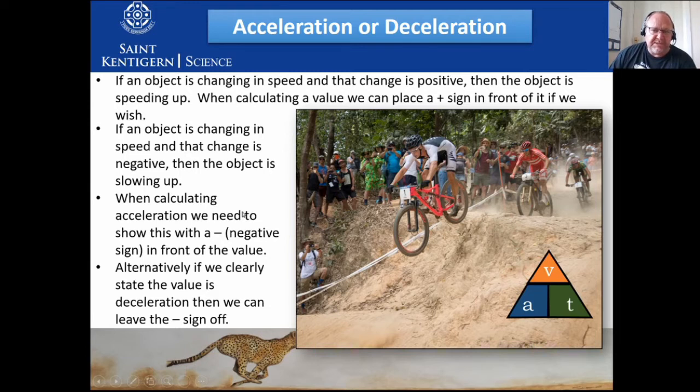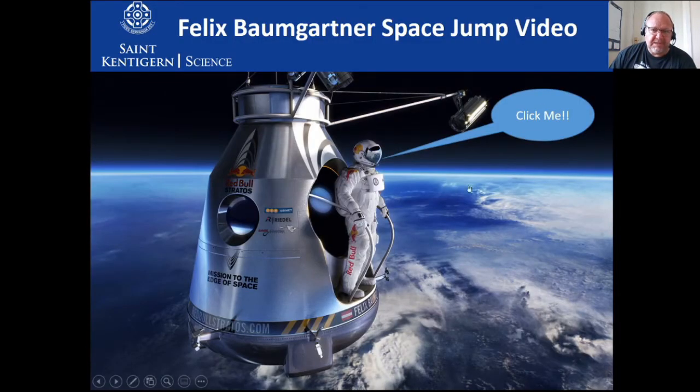Deceleration is always negative. Now, we've already watched the Felix Baumgartner space jump video. If you want to watch it again, I love this video. I can watch it again and again and again. And maybe you can show your family members just how this guy falls from 40 kilometers up in the sky and lands a perfect landing. Yeah, amazing.